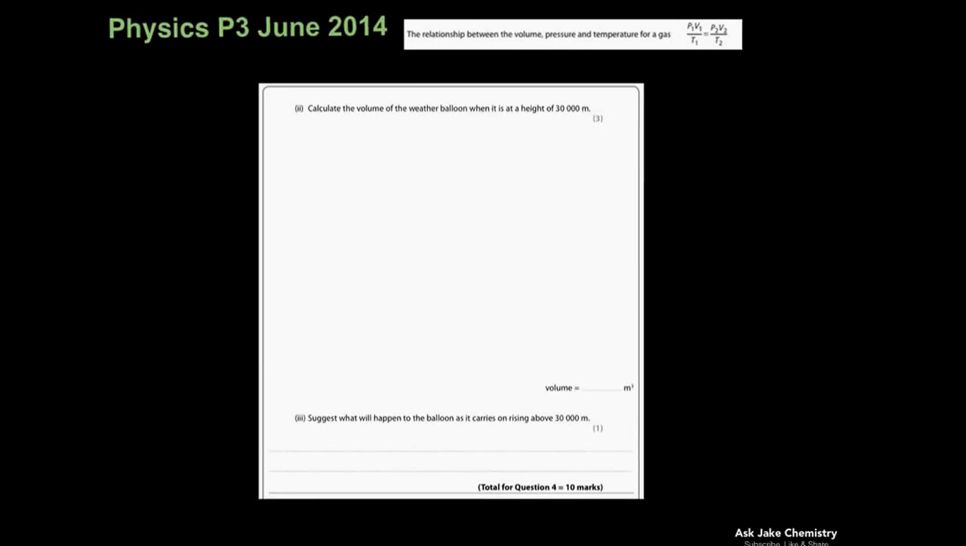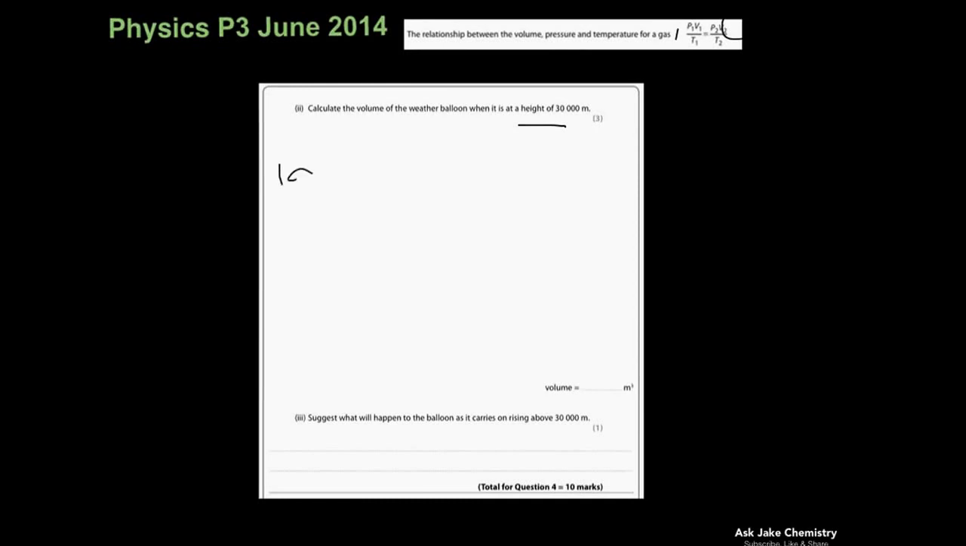Calculate the volume of the weather balloon when it's at a height of 30,000. You look at the front of the exam paper and realize which equation you need. It uses the same numbers you're using from the beginning. So you need the pressure one, and you need the volume one over the temperature, because you need to get the volume number 2. Then you plug the numbers in.